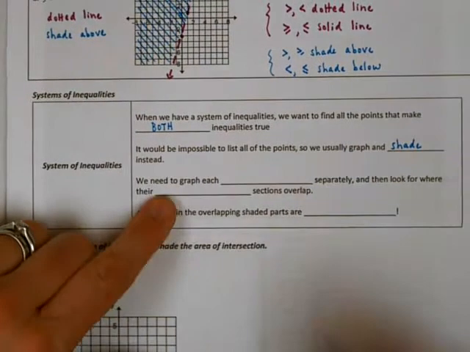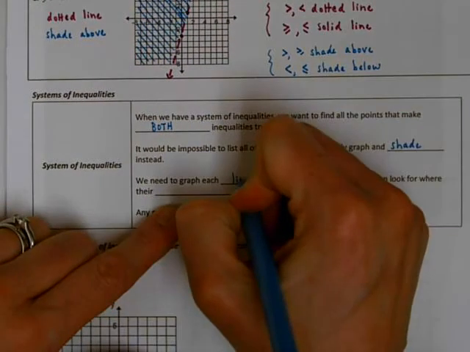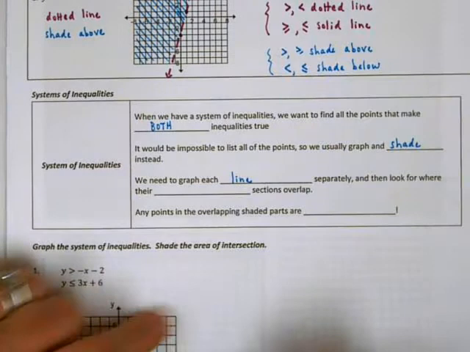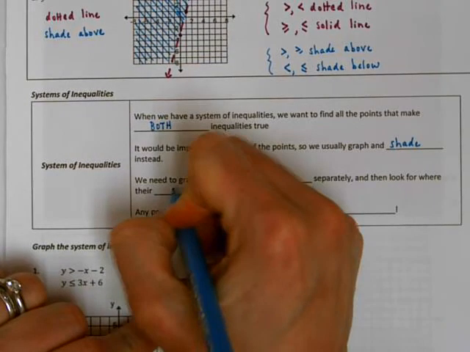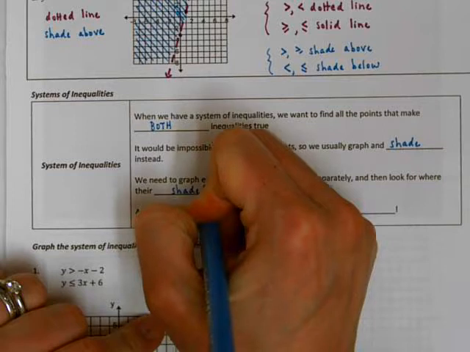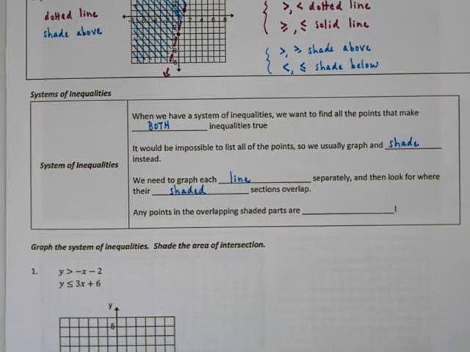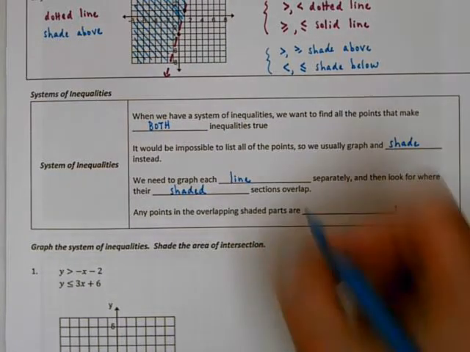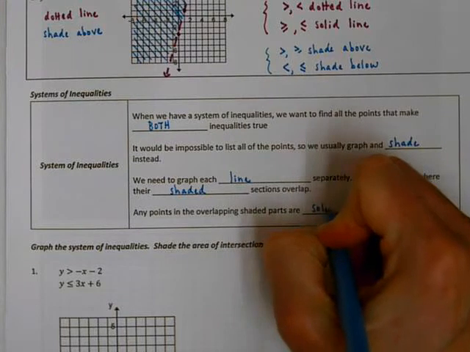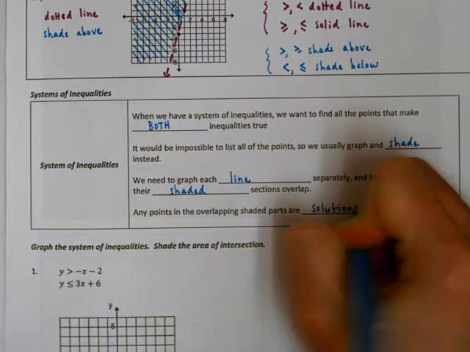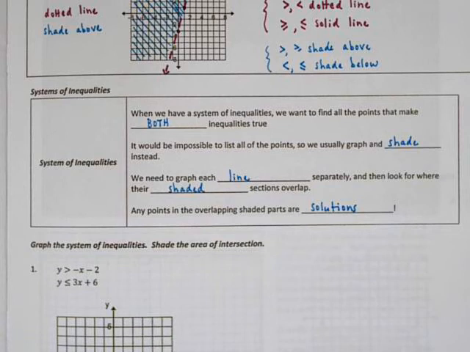Now, we're going to graph each line separately, and then we're going to look for where their shaded sections overlap. Any points that are in that overlapping shaded area are going to be our solutions. All right, so let's see how this all works.